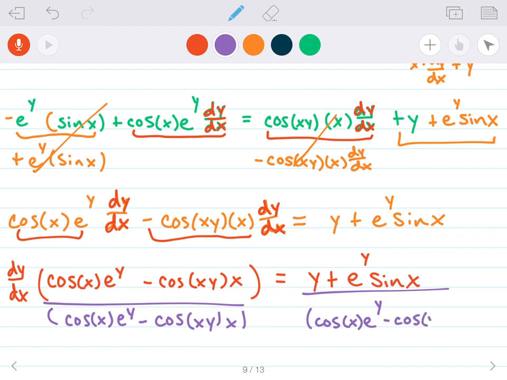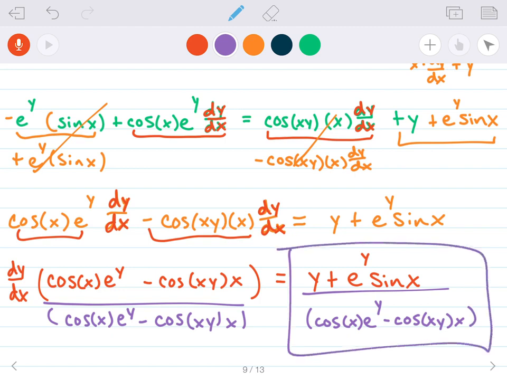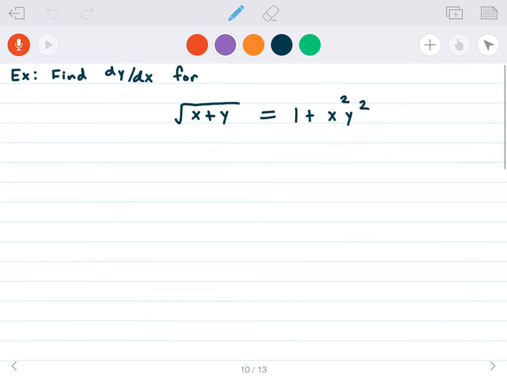And that is my derivative. That's dy/dx, right here. All right, let's do this. Again, we're just doing a bazillion examples so you get the hang of it. I encourage you to pause the video here and try this one on your own. Let's go ahead and do it.